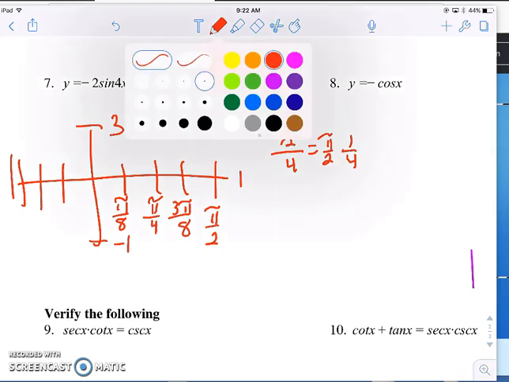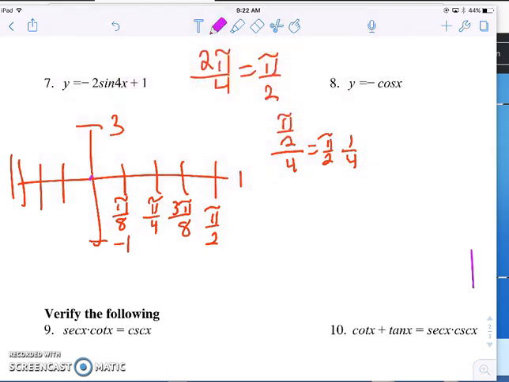There isn't a phase shift, so sine starts in the center, but that negative there, so it's going to go down first.